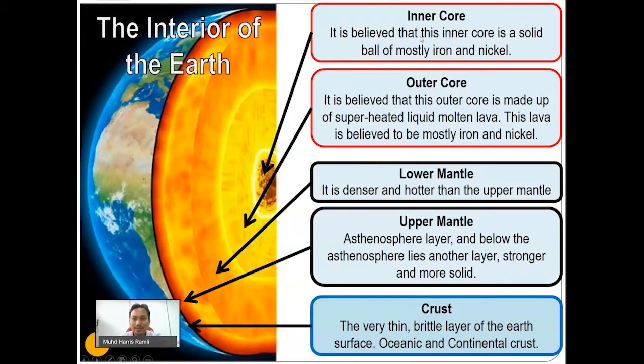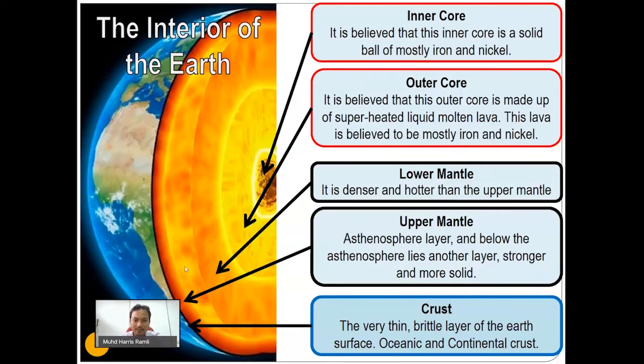It is believed that the inner core is a solid ball of mostly iron and nickel. And the outer core is believed to be made up of superheated liquid molten lava, which is believed to be mostly iron and nickel as well. Then you have the lower mantle here. The lower mantle is denser and hotter than the upper mantle. This is the upper mantle.